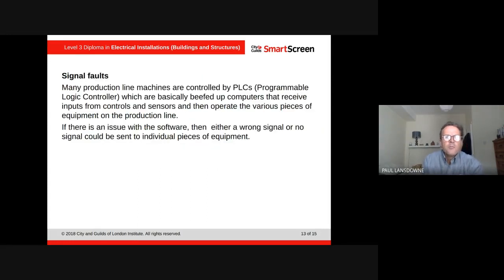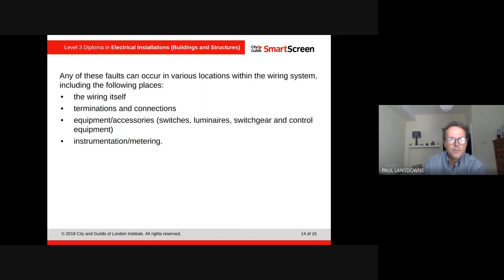Now, signal faults. Many production line machines are controlled by PLCs, programmable logic controllers, which are basically beefed up computers that receive inputs from controllers and sensors and then operate various pieces of equipment on the production line. If there is an issue with the software, then either a wrong signal or no signal can be sent to individual pieces of equipment. And also sometimes sensors can go faulty. So if you've got a sensor that says the door is open, but that sensor's broken or damaged, it may not see that, or a motor may speed up. There could be speed control. So you have signal faults.